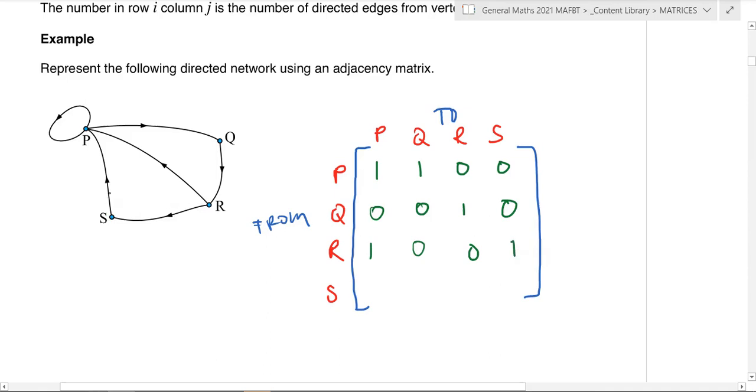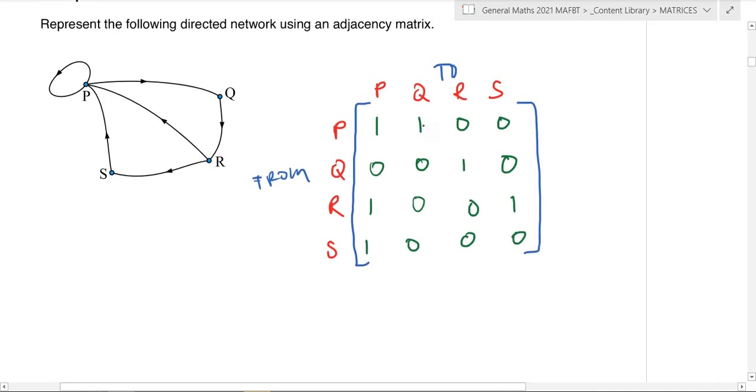S to P, okay, you've got 1 there, and it's one direction only. S to Q, there's 0, none. S to R, there's none, although there is an edge that connects them. It's only directed towards S, not to R. So 0, and then S to itself is 0. All right, so there is our adjacency matrix.